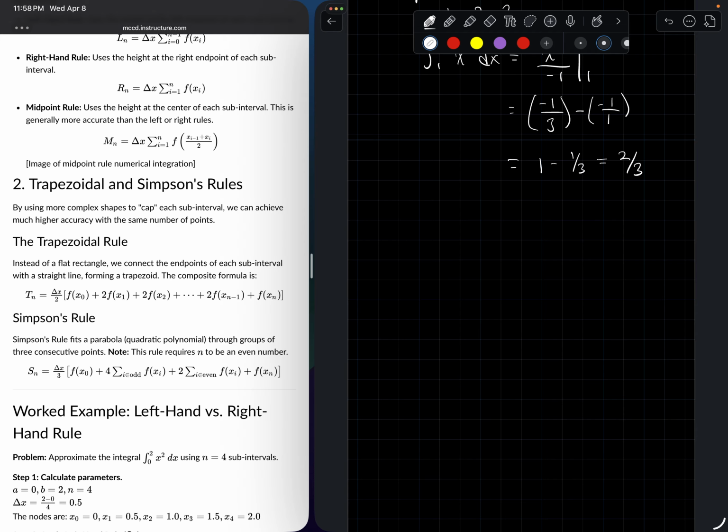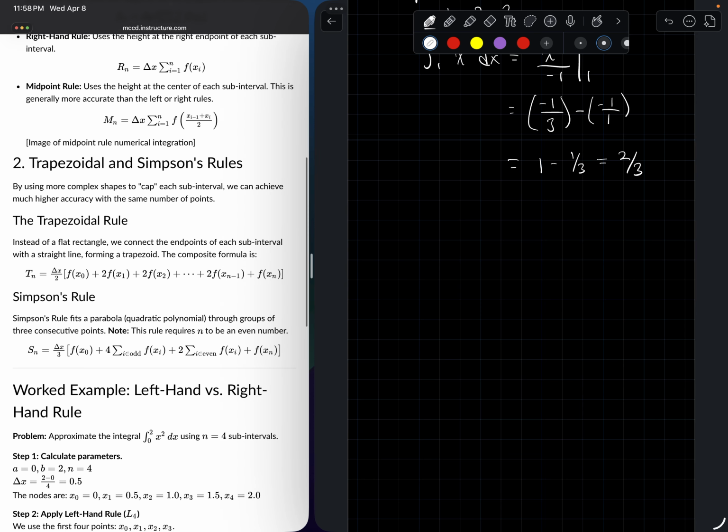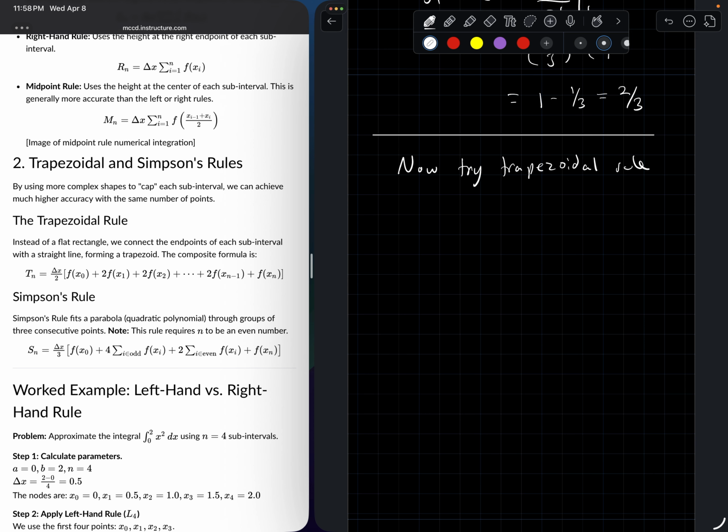Looking at the trapezoidal rule, you can see it over here. Now try the trapezoidal rule. We did something very similar to this in class, but we didn't do the trapezoidal rule. I think we did midpoint rule, left-hand rule, those kinds of things. The way the trapezoidal rule would work is very similar to the left-hand rule or the right-hand rule.